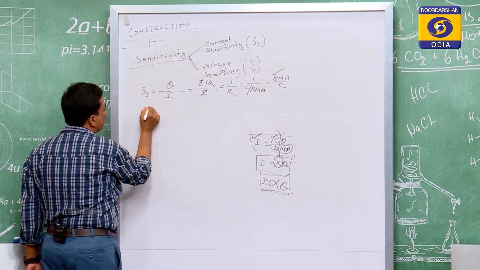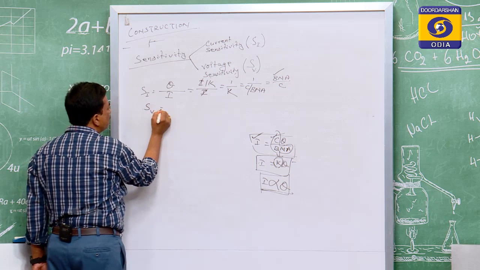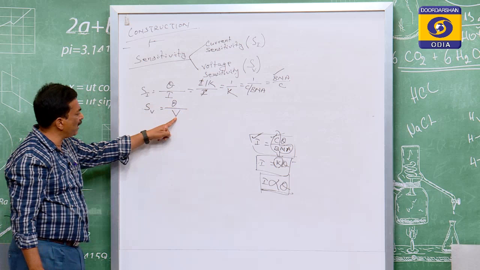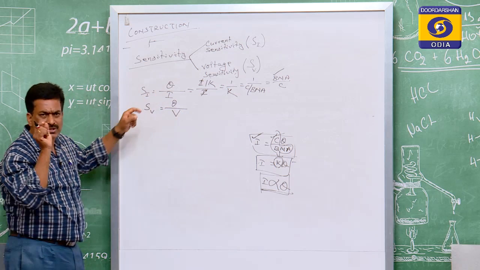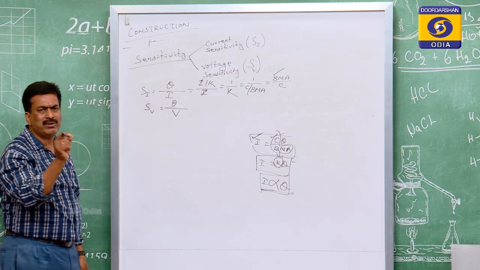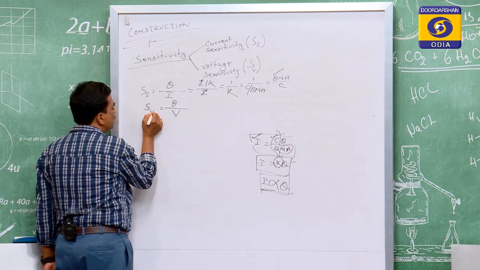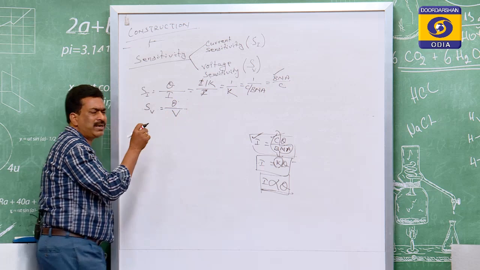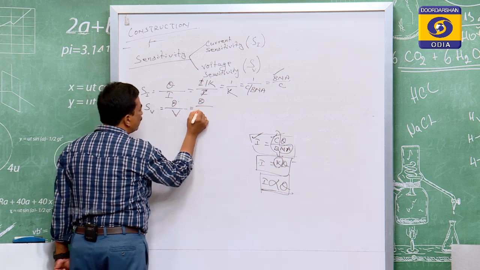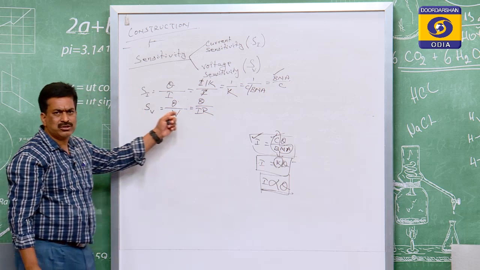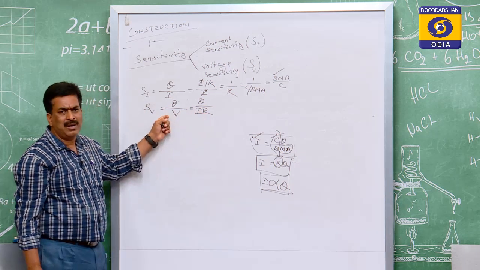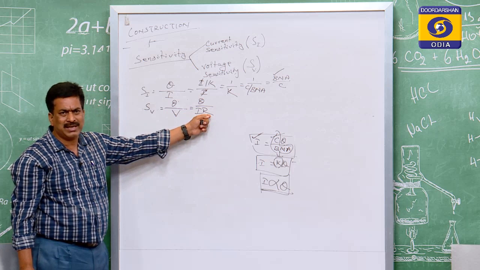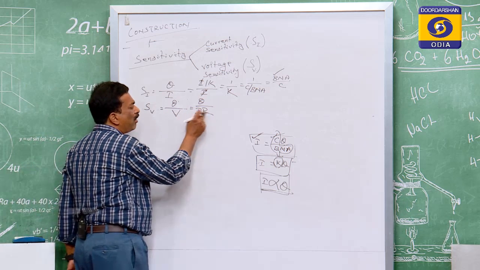Now for the voltage sensitivity, the sensitivity is S and V is the voltage. In the same way, it is theta by V. For the voltage it is theta by V, for the current it is theta by I. If you just remember the formula, you can write it in words accordingly. So voltage sensitivity is defined as the ratio of the angle of deflection to the voltage produced, theta by V. You know from my previous lesson, Ohm's law: V equals IR.